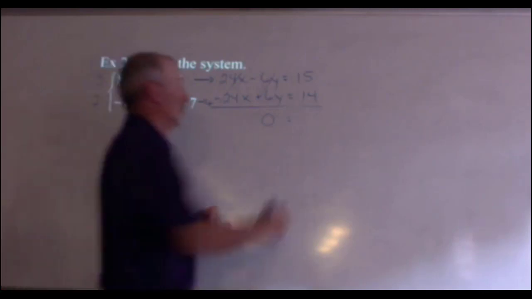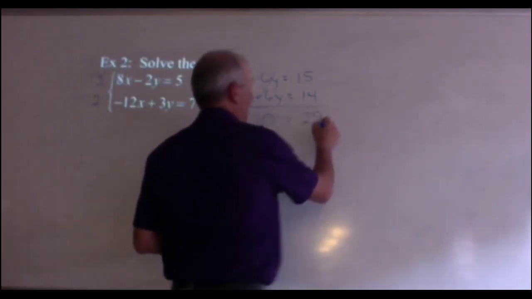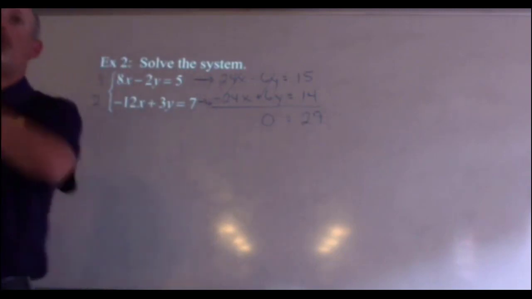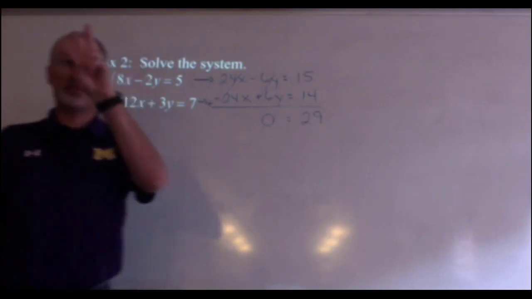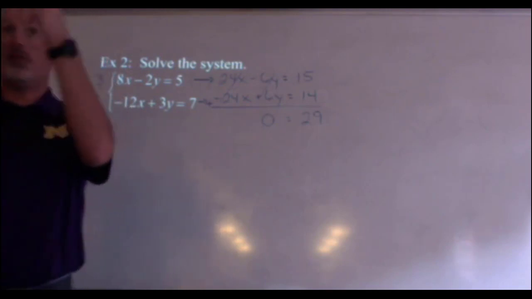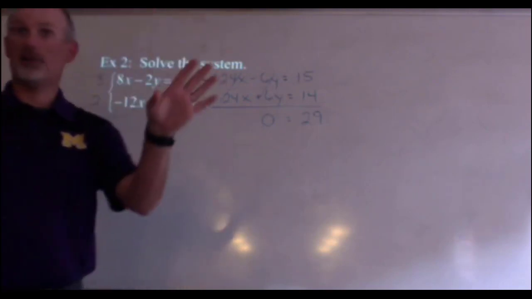29. Okay? So here's what makes this a special case. All the variables are gone. Right? Usually we have a variable left and we eventually get x equals or y equals. Here they're all gone. That's what tells us it's a special case. So we are left with one of two options. We're left with either a true statement or a false statement when all the variables are gone.